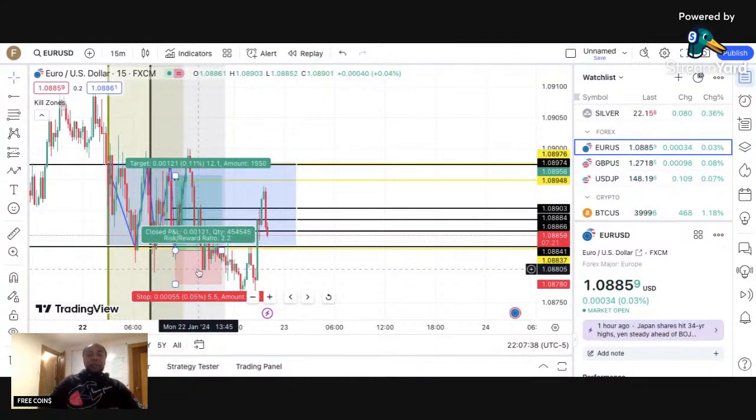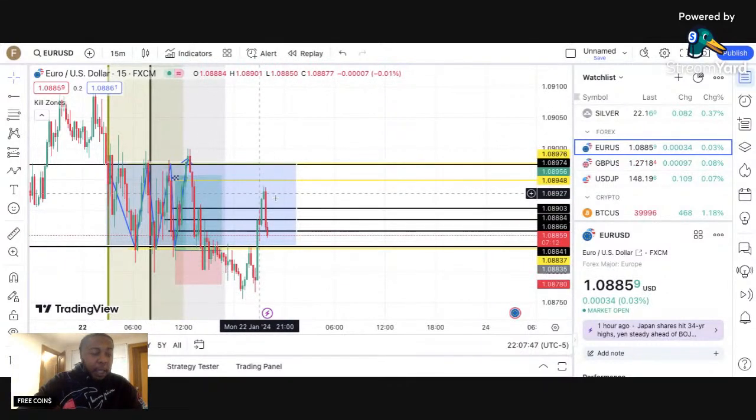So what does that tell you? It wants to go down. But what does it have to do before it goes down? It has to go back up. And here it is, going back up.